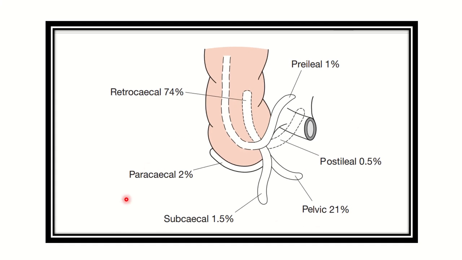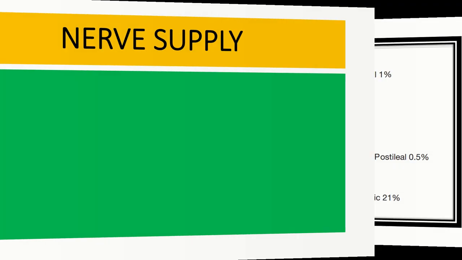This is another figure showing the different positions. First of all, this is the retrocecal, which lies behind the cecum. Then we can see the pelvic variety, 21%. Then subcecal, paracecal, pre-ileal and post-ileal. So through this figure, it will be very easy for you to remember the different positions of the appendix.